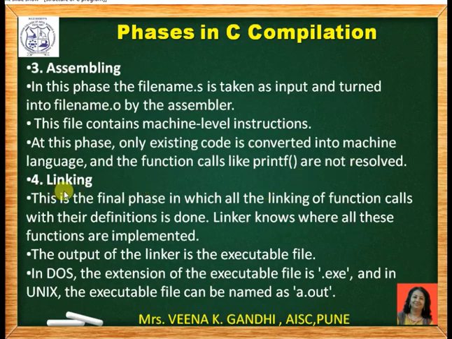The next phase is linking. This is the final phase, in which all the function calls are linked with their definitions. The linker knows the location where all these functions are stored or implemented. So the output of the linker is an executable file. In DOS, the extension of the executable file is .exe, and in Unix, the executable file can be named a.out. So a C program goes through different phases in compilation: pre-processing, compilation, assembling, and linking.